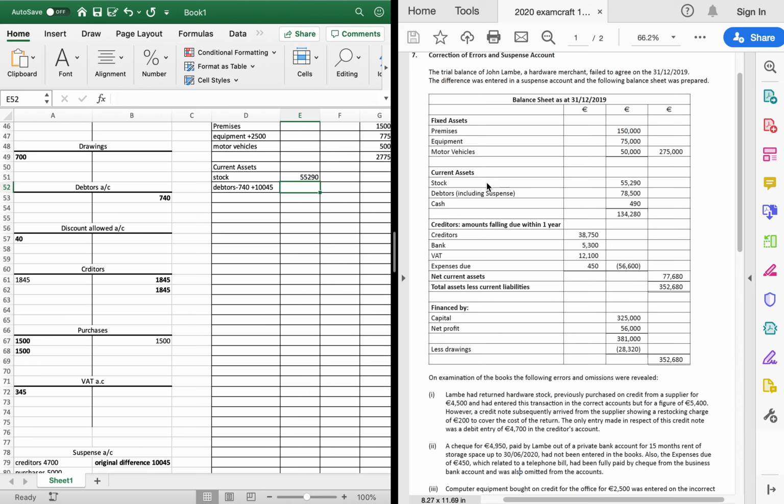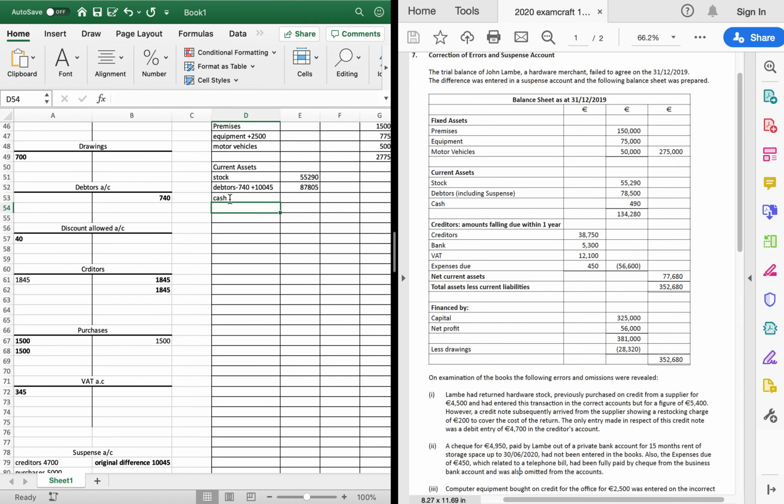So that is, what's that? 55,290 minus 740 plus 10,045. Sorry, I took the wrong figure. Debtors is 78.5 to start off with. Sorry. All right, so that's 87,805.